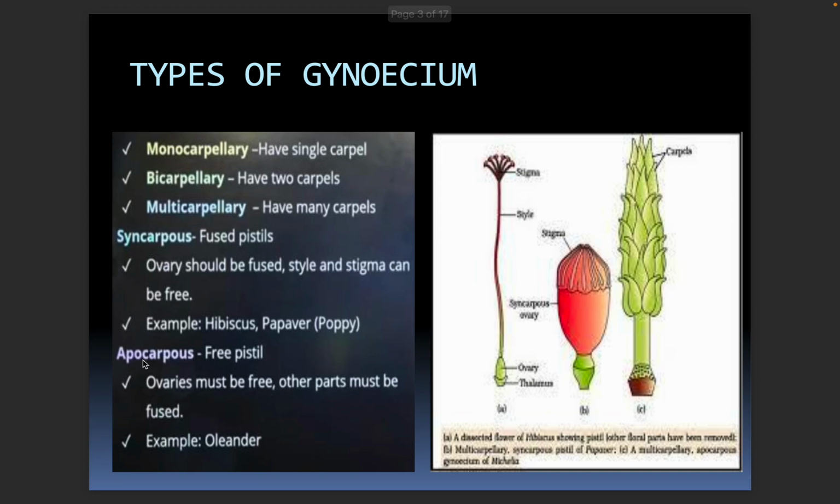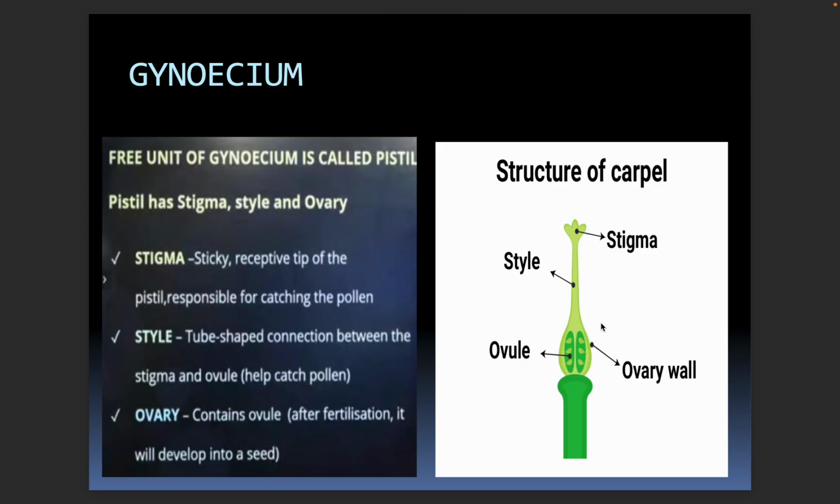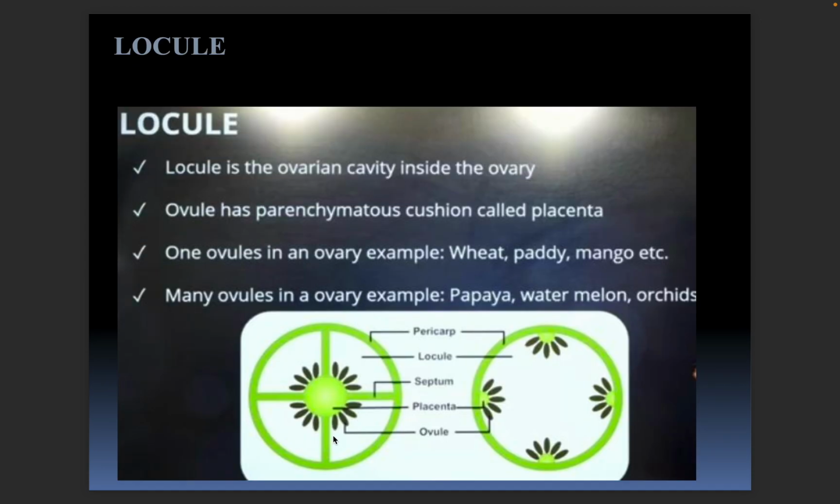Next is, what is a locule? Inside the ovary, the very important part of a pistil, we have an ovary at the base, and this ovary inside has ovules. But where is this ovule actually present? There is a place in which it is present, and this particular place we call a locule. It is a cavity inside the ovary. So what is this cavity basically made up of? This cavity is basically made up of parenchyma, and there is a cushion present there, and this is called the placenta.